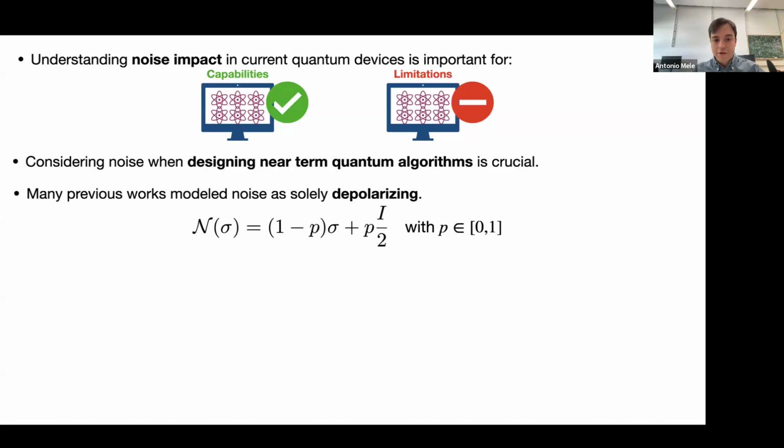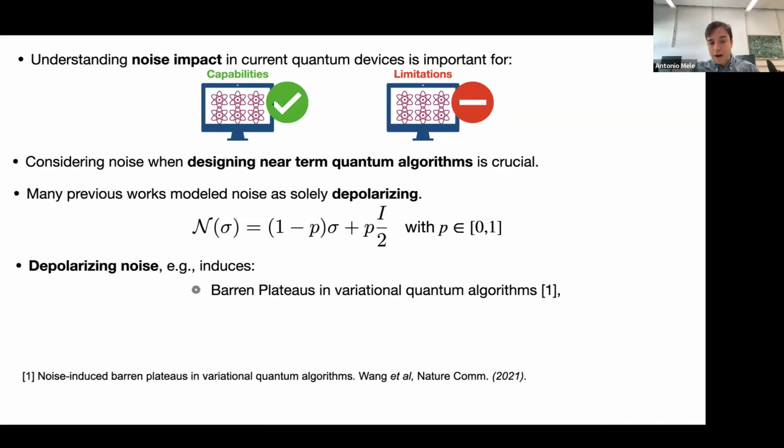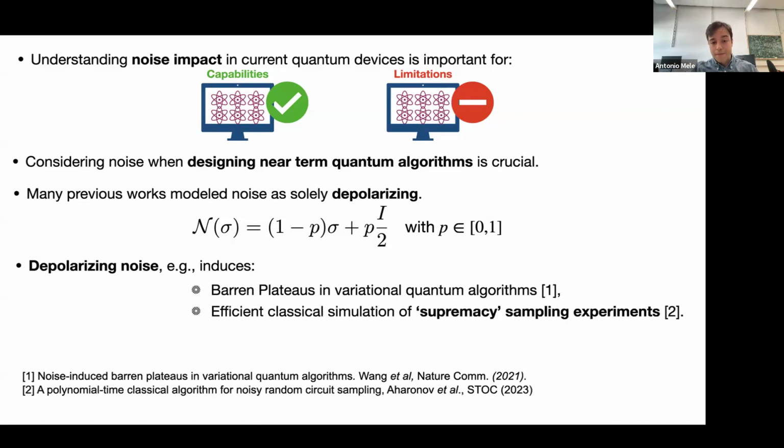Many previous works model the noise as solely depolarizing. Depolarizing noise is a kind of noise that, given an input state, with some probability gives you the maximally mixed state, and with the complementary probability gives you the initial state. So it pushes you more and more toward the maximally mixed state. It was shown that depolarizing noise is very detrimental for your quantum computation. For example, it induces barren plateaus in variational quantum algorithms, a notion that I will define in a bit, and also renders the supremacy sampling experiments, for example the one conducted by Google, efficiently classically simulable.